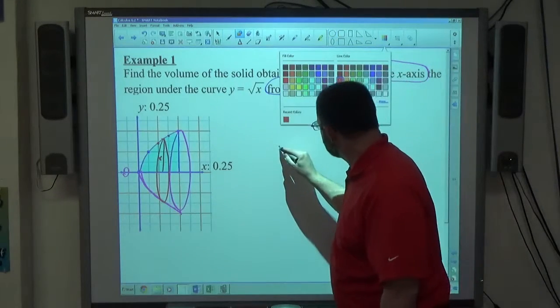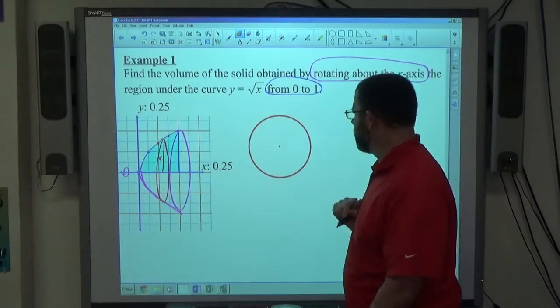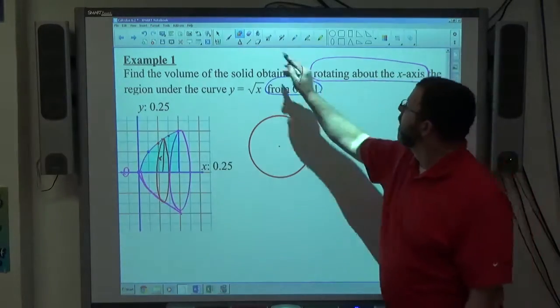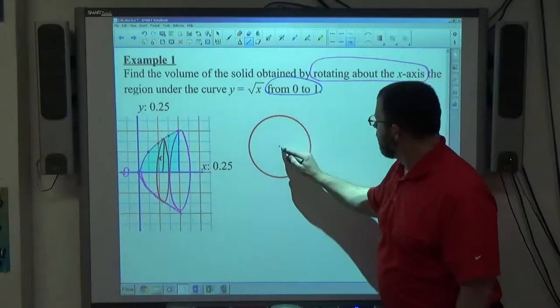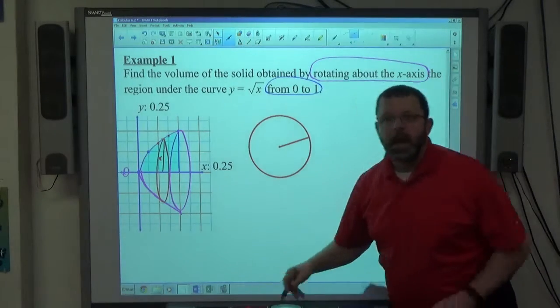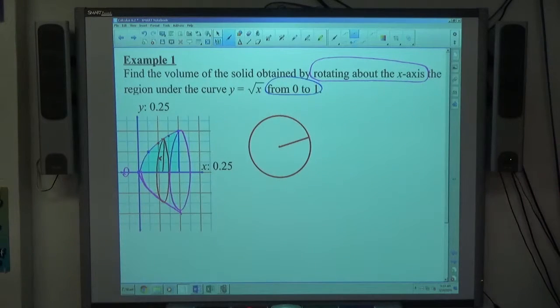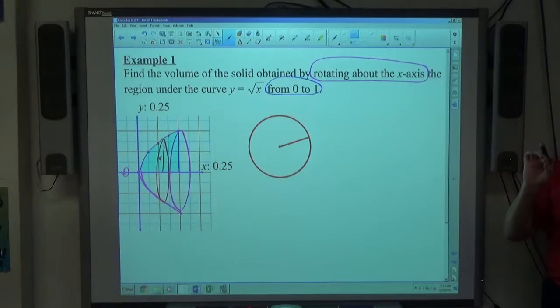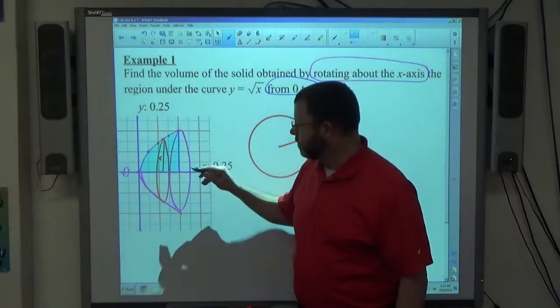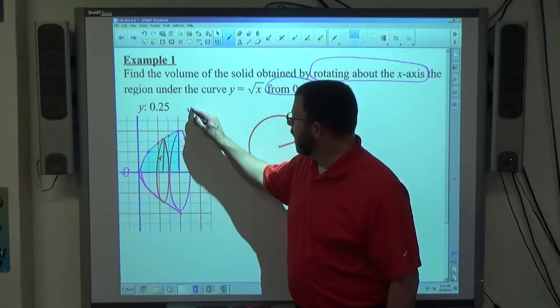There we go. That is that circle right there. Now, it's very important that the radius is the distance from the x-axis to the curve itself. And the radius, if I'm going up and down, is equal to y. So the radius is equal to y.